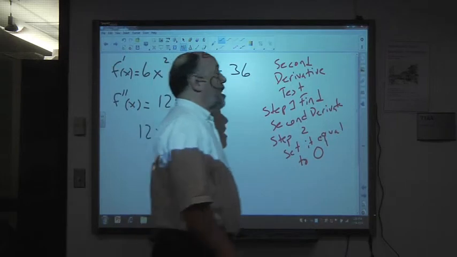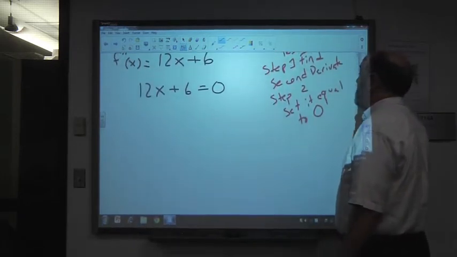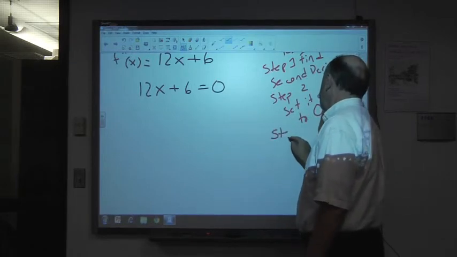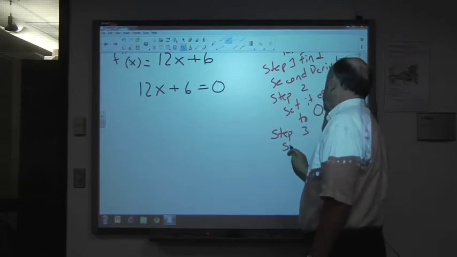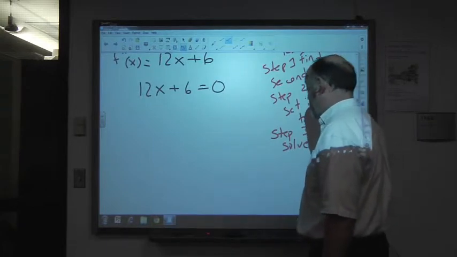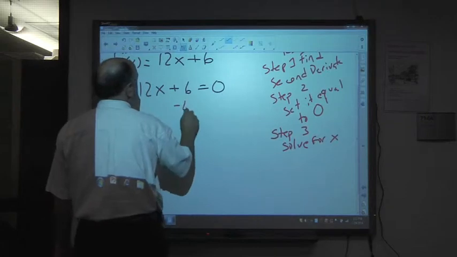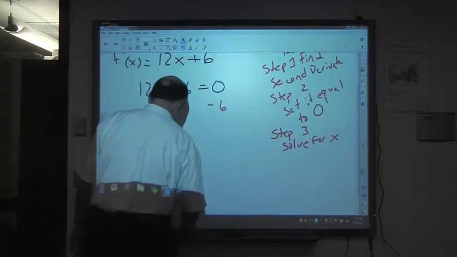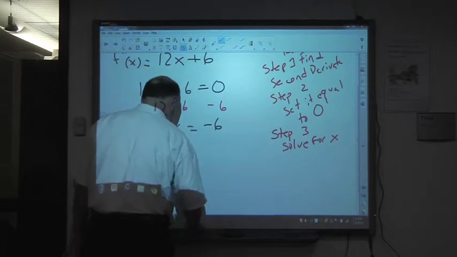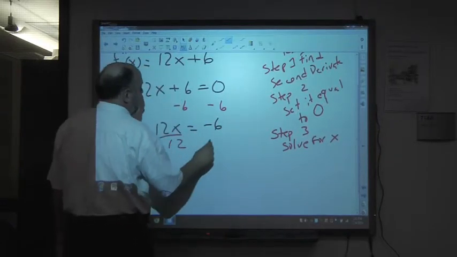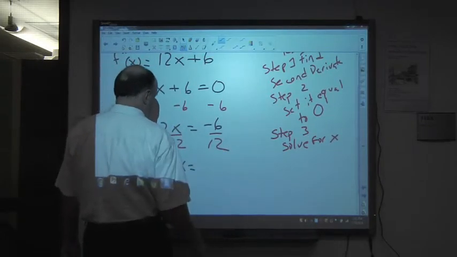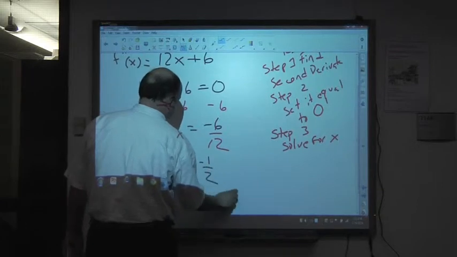Step 3 is solve for x, and so we'll do that step. So in this case, subtract 6, subtract 6. So we get 12x equals negative 6, divide by 12. And we get x equals negative 1/2.